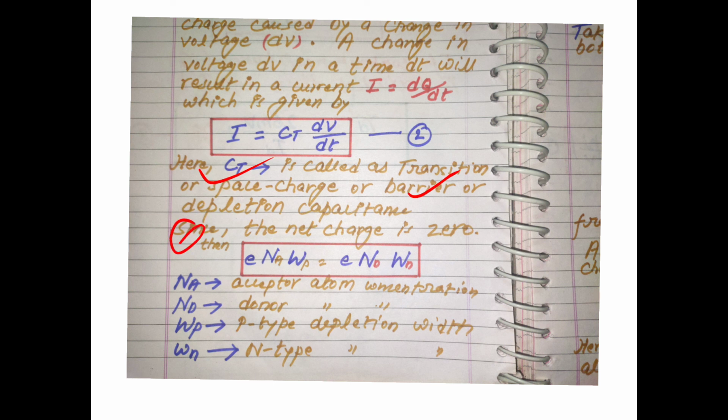Since we know that the net charge of the PN junction diode will be equal to 0, we can write down e into NA into WP is equal to e into ND into WN. This is the condition for net charge equal to 0, where NA is the acceptor atom concentration, ND is the donor atom concentration, WP is the p-type depletion width, and WN is the n-type depletion width.